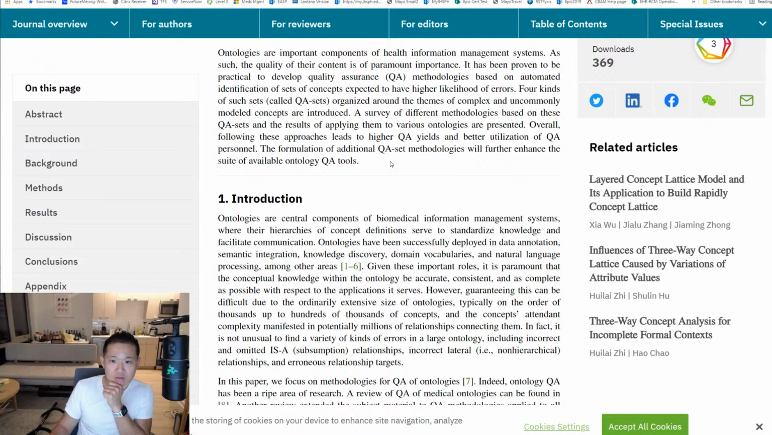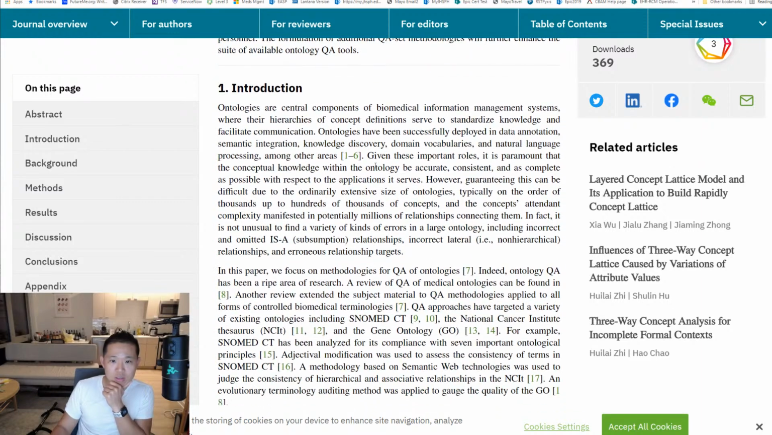Four kinds of such sets, called QA sets, organized around the themes of complex and uncommonly modeled concepts, are introduced. A survey of different methodologies based on these QA sets and the results of applying them to various ontologies are presented. Overall, following these approaches leads to higher QA.